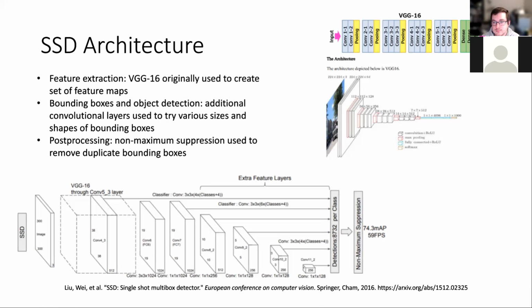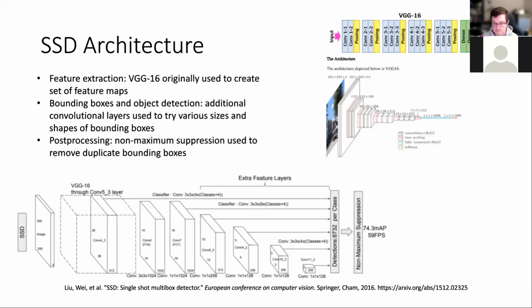And then below on the architecture for the SSD model, you can see the various convolutional layers, which are used for finding the bounding boxes and object detection. And so what it's doing with these various sizes of convolutional layers is moving different sizes and shapes of bounding boxes along the feature maps to look for potential objects. And if it detects what it thinks is an object above a certain threshold, it will keep that and pass that on to the post-processing.